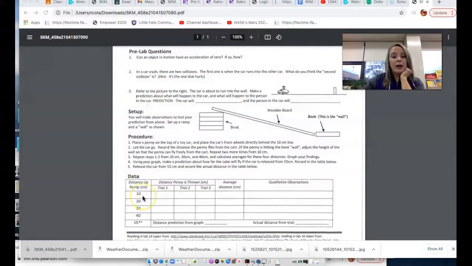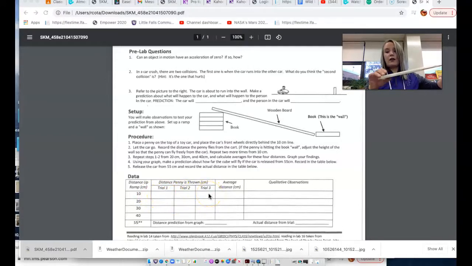The other part of the lab then, go back to the sheet. The other part of the lab then is going to be to take some trials, okay? So we are going to be releasing the car at these different distances. The first time we release it, we're going to release it from the 10 centimeter mark, meaning it's going to be really close to the end. And then we are measuring, when the car stops, how far does the penny fly from the end of the meter stick out onto the table.